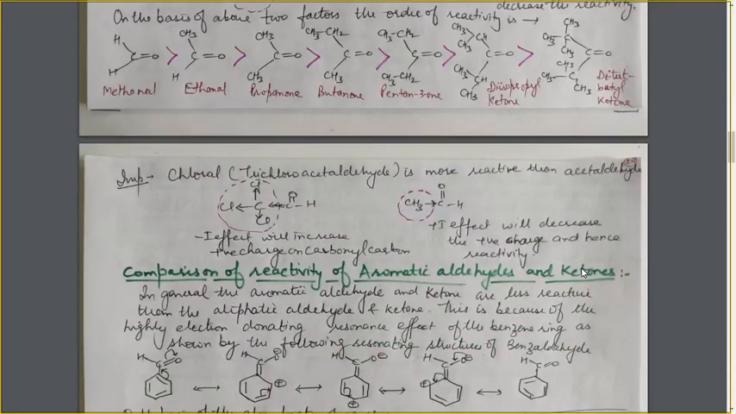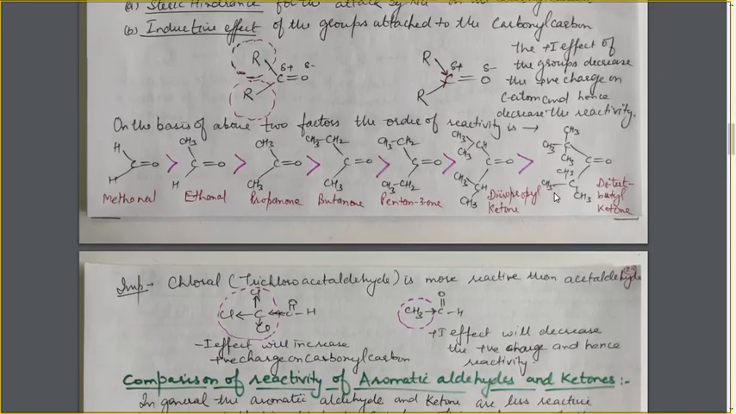Next, I have discussed here an important case, that is chloral, that is trichloroacetaldehyde, which is more reactive than acetaldehyde. Now this is trichloroacetaldehyde. What is acetaldehyde? CH3CHO, that is ethanal, and trichloroacetaldehyde means that all the three hydrogen atoms of the CH3 group are replaced by chlorine atoms. And it is simply the acetaldehyde.